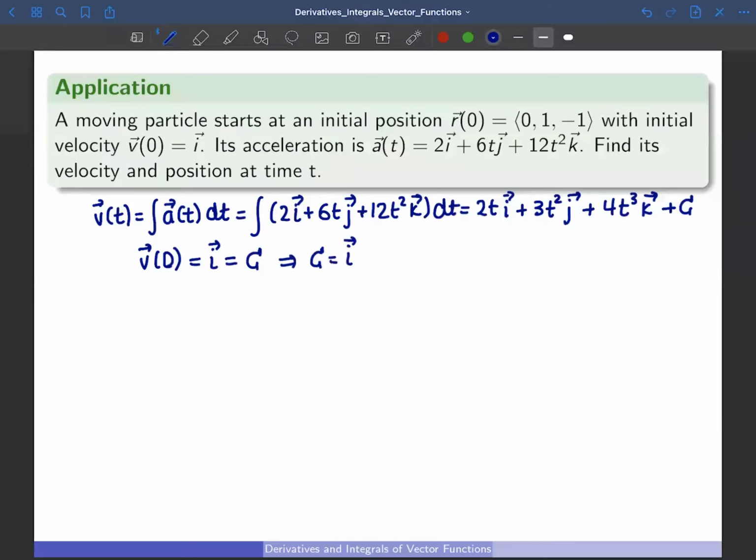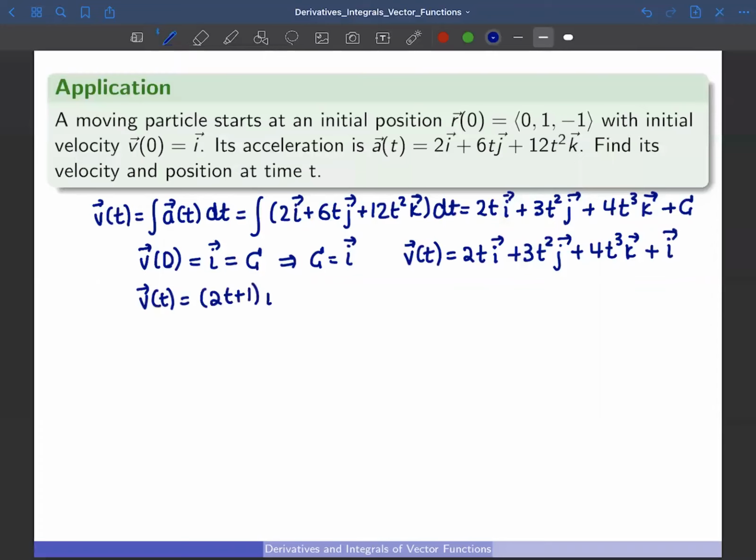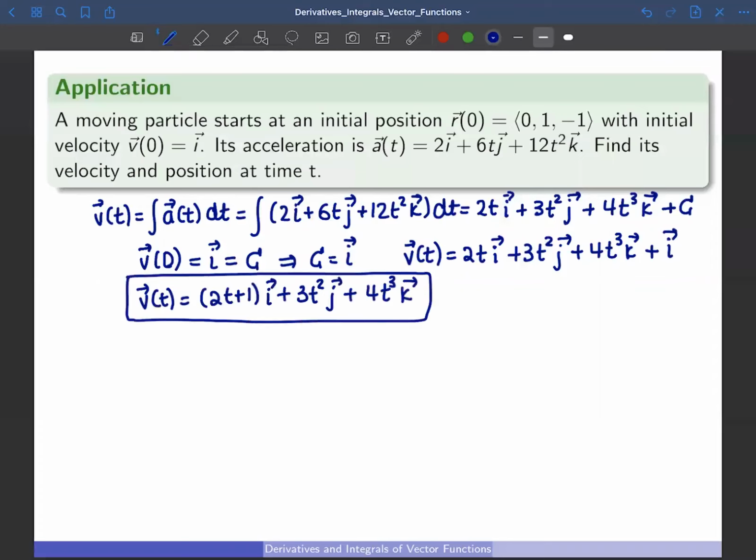So therefore, the velocity vector at any time t is given by 2 times t times the vector i plus 3t squared times the vector j plus 4t to the third times the vector k plus the vector i. So the velocity vector, if we combine the i, j, k quantities, will be equal to 2t plus 1 times the vector i plus 3t squared times the vector j plus 4t to the third times the vector k. So this gives us the velocity vector at any time t.